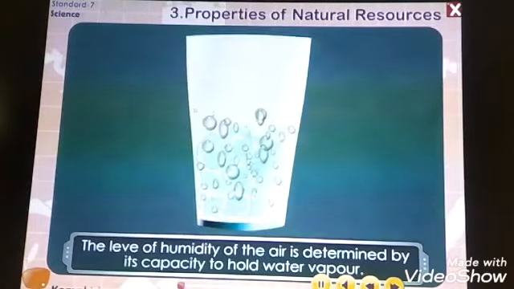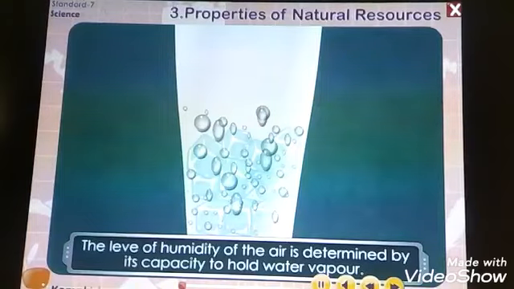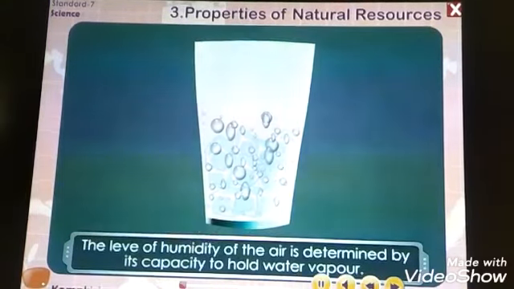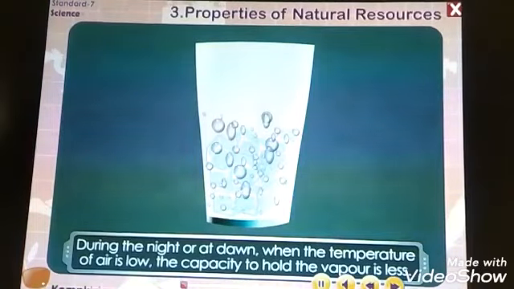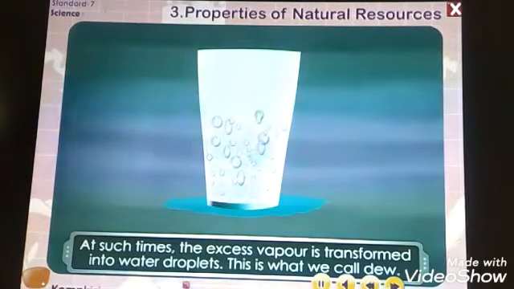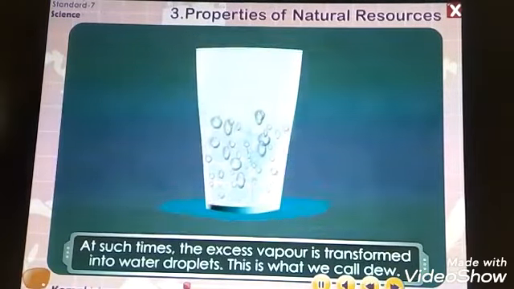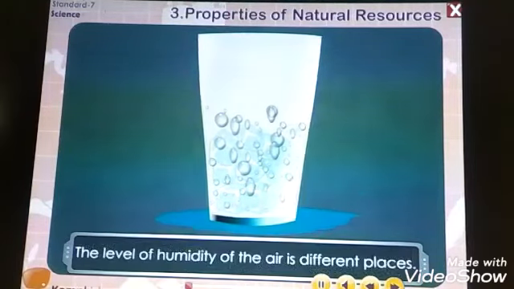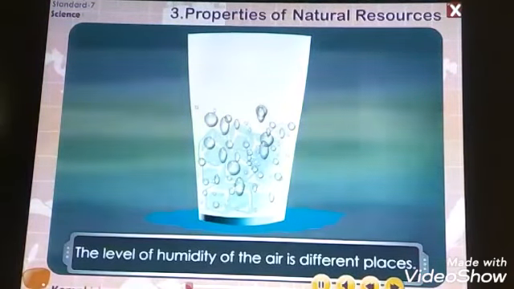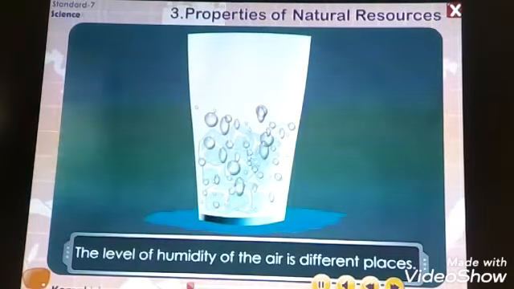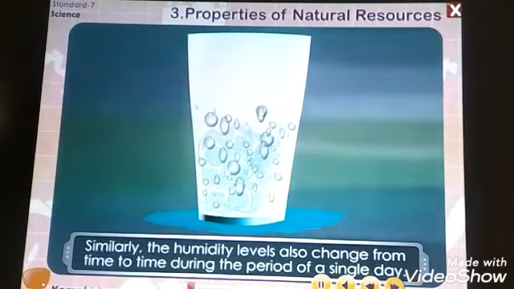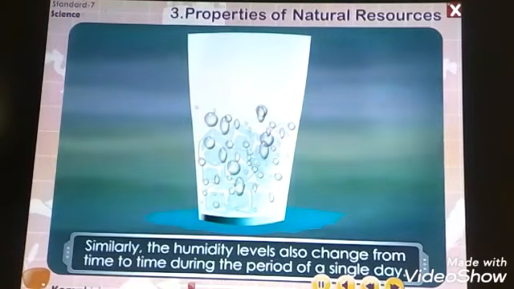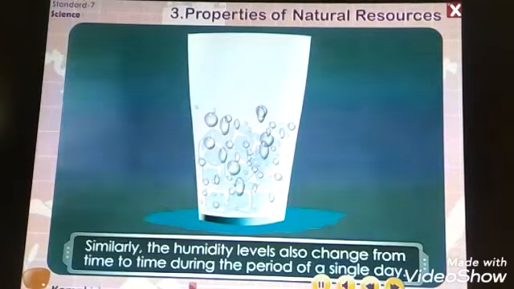The level of humidity of the air is determined by its capacity to hold water vapor. During the night or at dawn, when the temperature of air is low, the capacity to hold water vapor is less. At such time, the excess vapor is transformed into water droplets. This is what we call dew. The level of humidity of the air is different at different places. Similarly, the humidity levels also change from time to time during a single day.